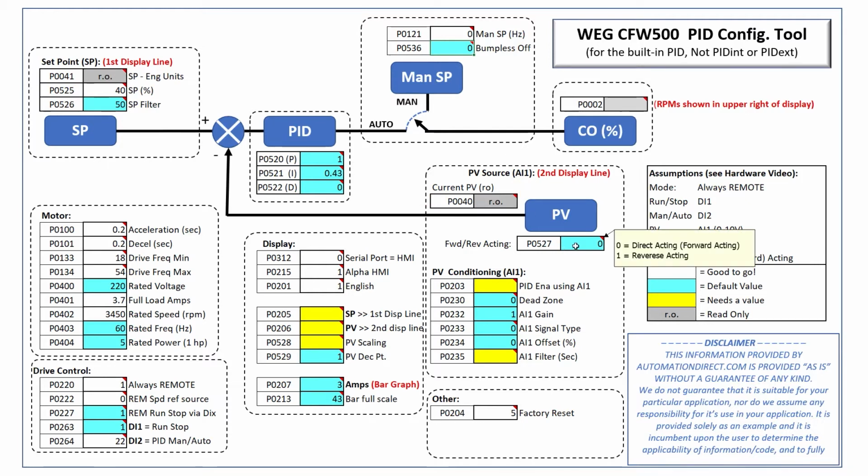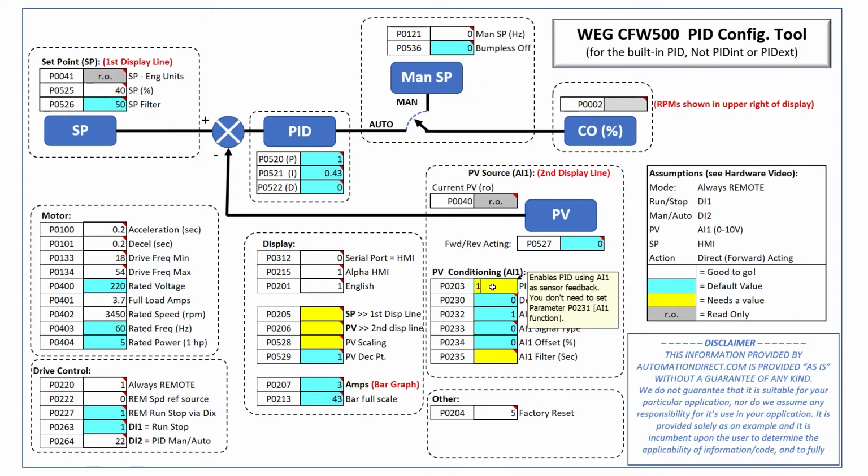We have a forward acting system, so we'll leave that at the default. Forward, or direct acting, means the pressure goes up when the motor speed goes up. A reverse acting system would be like a cooling system, where the temperature goes down when the motor speed goes up. We're using analog input 1 for our process variable.